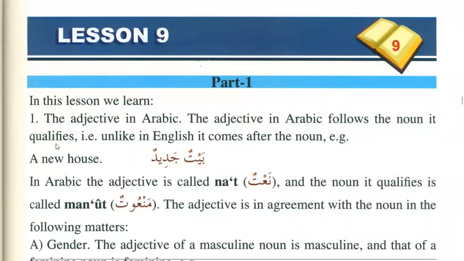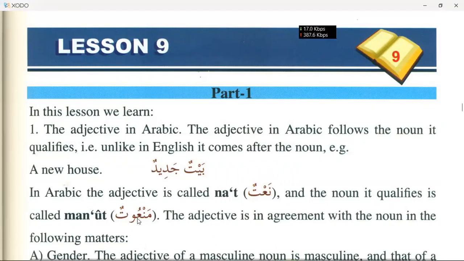So now we will learn about the adjectives. Adjective in Arabic is known as naat, and the noun which it qualifies is known as manut. So try to memorize these words naat and manut. Naat is also known as sifa. Manut is also known as mausuf.